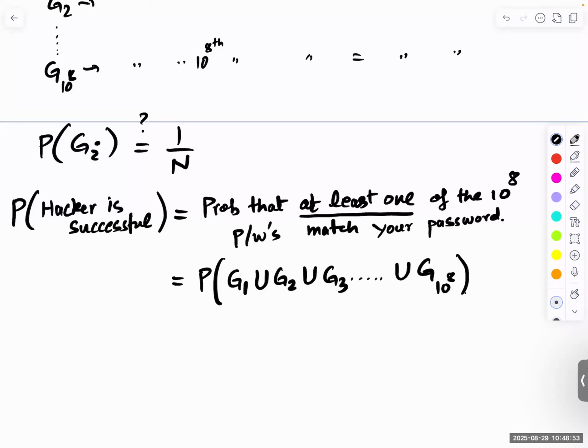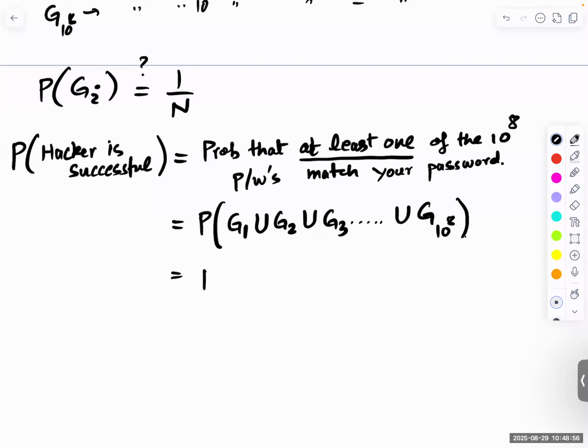Okay. So we can write this in a slightly more compact way. We can write this as a union over I, G sub I, right? I going from 1 till 10 raised to power 8. Okay. So this is the probability that is what we are interested in. So this is the object of interest.